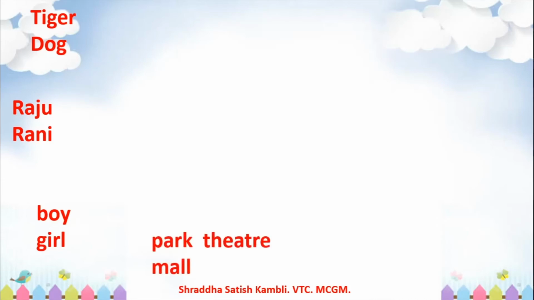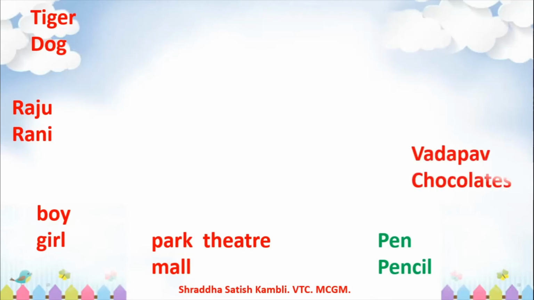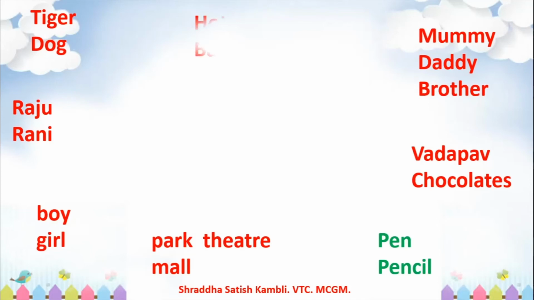Okay, see, park, theater, mall, all these are also naming words. Pen is a naming word, pencil is a naming word, vada pav, chocolates, these are also naming words. Mummy, daddy, brother, these are some more naming words that we saw in the lesson. And Hot Wheel cars, Barbie doll, these are also naming words.